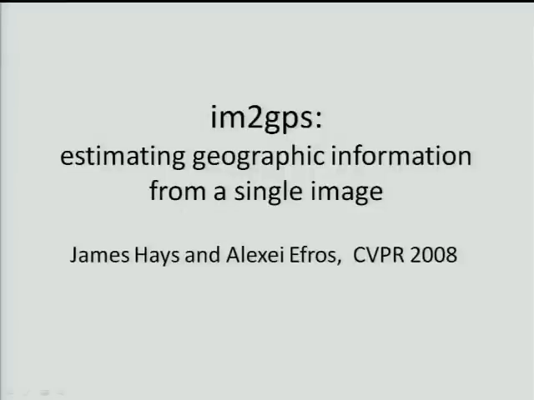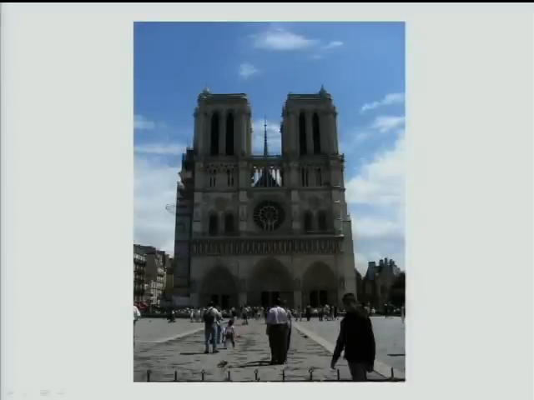Oh, IM2GPS. All right, so if I show you this image and I ask you where it was taken, which I will do, where was this taken? Yeah, so it's Notre Dame in Paris. And people can say that because it's often viewed and often photographed. So we have a lot of samples of this, and it's visually distinctive for the most part. It's a fairly unique-looking cathedral.